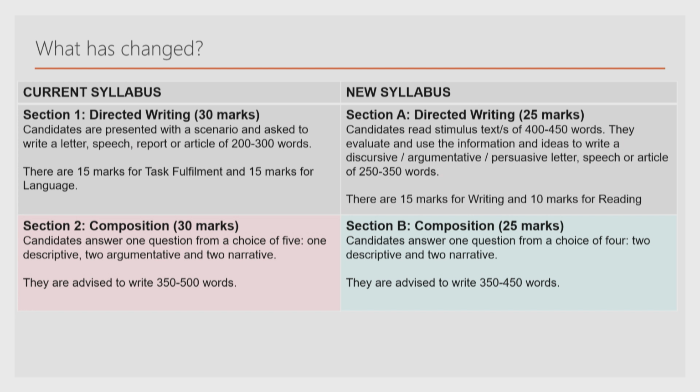The main change in the revised syllabus is in the directed writing task. Candidates now have stimulus materials to read rather than write from given prompts. In section B, the choice is now between narrative and descriptive writing. There is no choice of argumentative essays anymore.